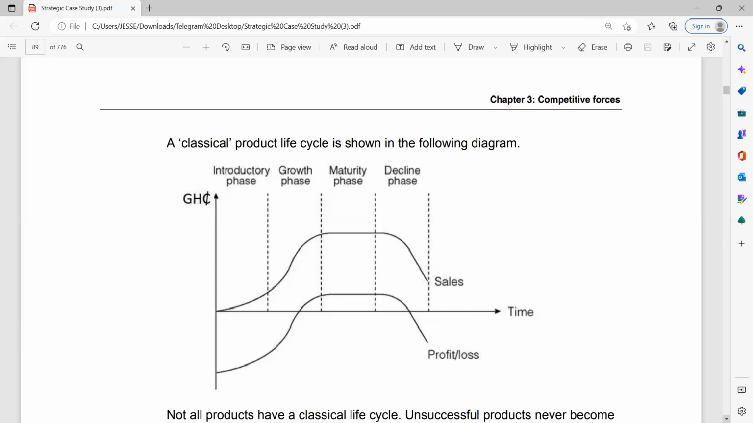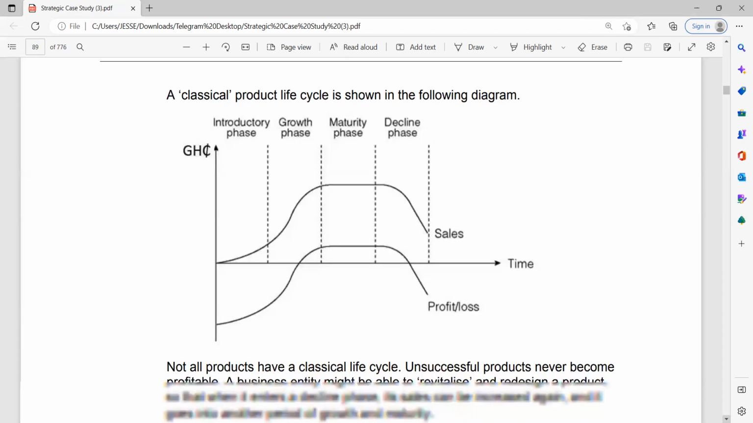So you use sales and profit to describe each of these stages. If you look at the introductory phase, you can tell that most likely losses are being made, and sales are low. In the maturity phase, sales have stabilized, profits have stabilized. In the decline phase, things begin to decline.